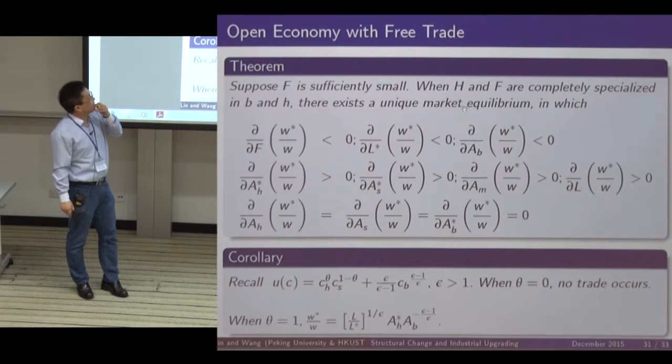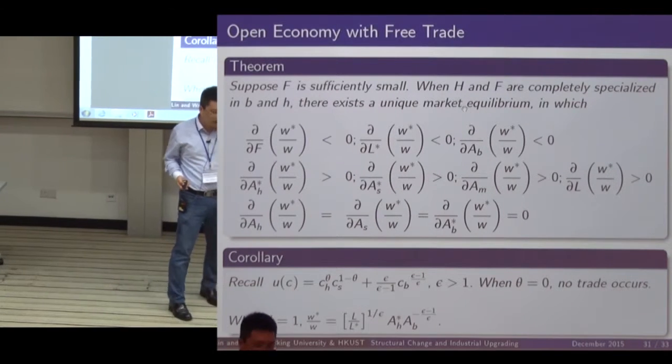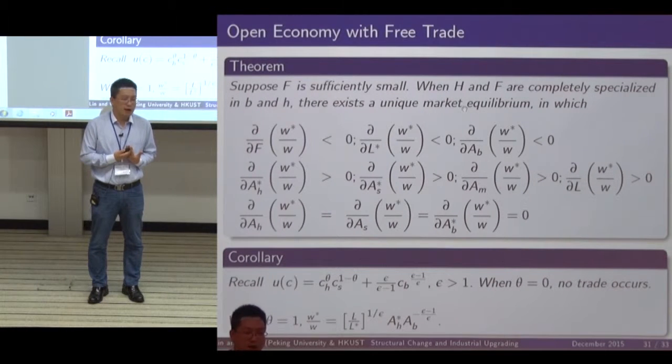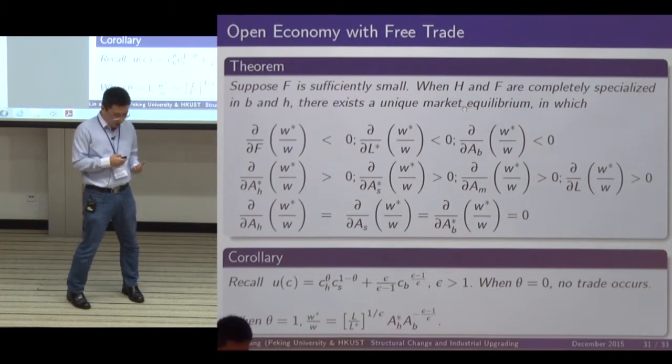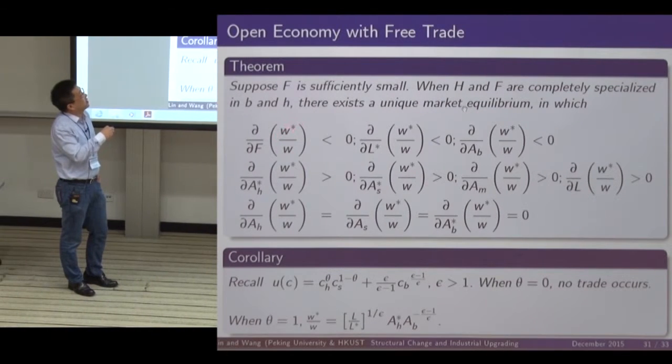I guess let me just try to select the results that I want to highlight most. Okay, so now it really depends on the equilibrium trade pattern. Here, W star is GDP per capita of the foreign country, and W is GDP per capita of the home country. So here, what we care about is this ratio.